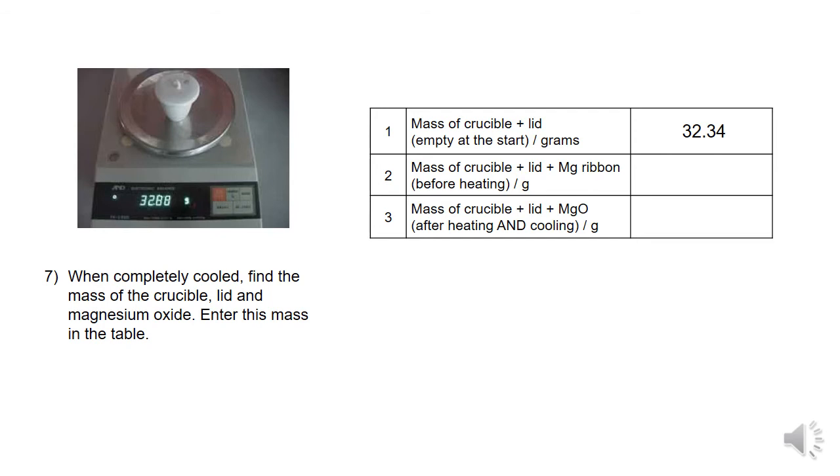Notice that I have put grams on the left hand side. We don't need to put the G on the right next to 32.34, but we do need to make sure that we put the unit of measurement in the table on the left.